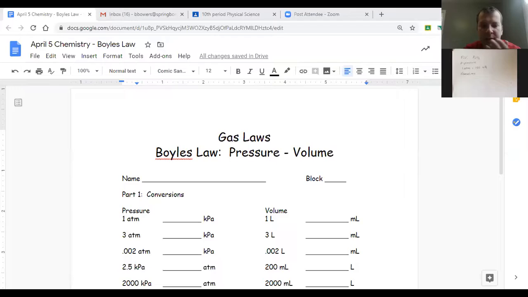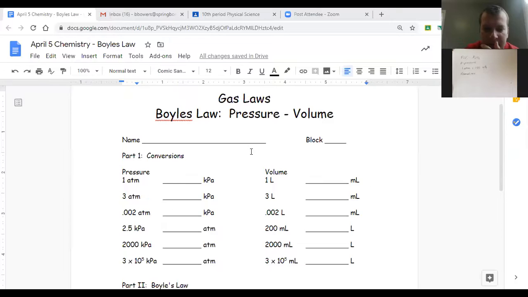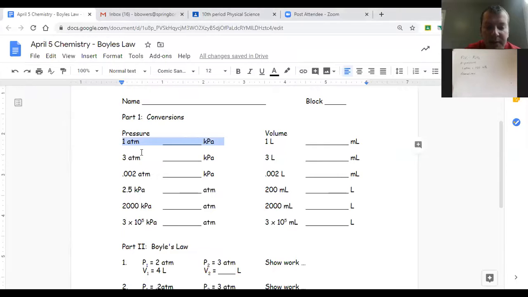Now, I'm going to pull up the assignment here on my screen. So here's one of your assignments. Over here are conversions between ATM, atmosphere, and kPa. I'm going to do the first one and the fourth one, just so you get an idea of the 2 different ones. So I'm going to write those down.